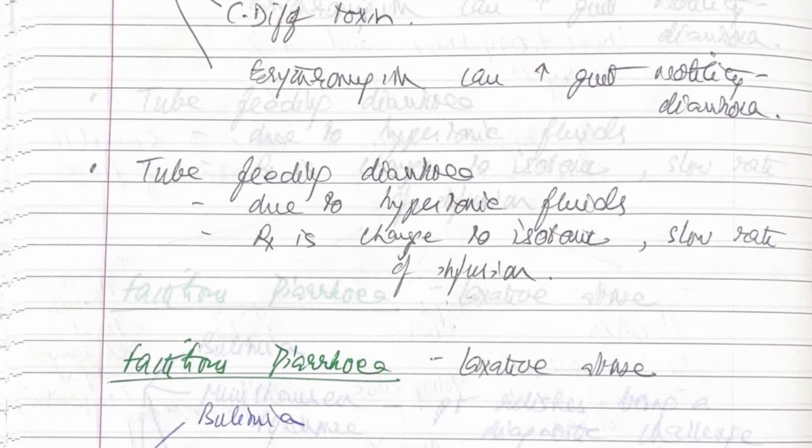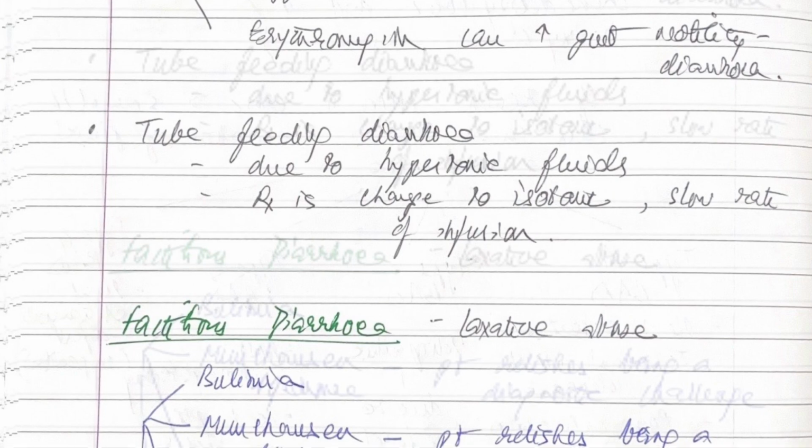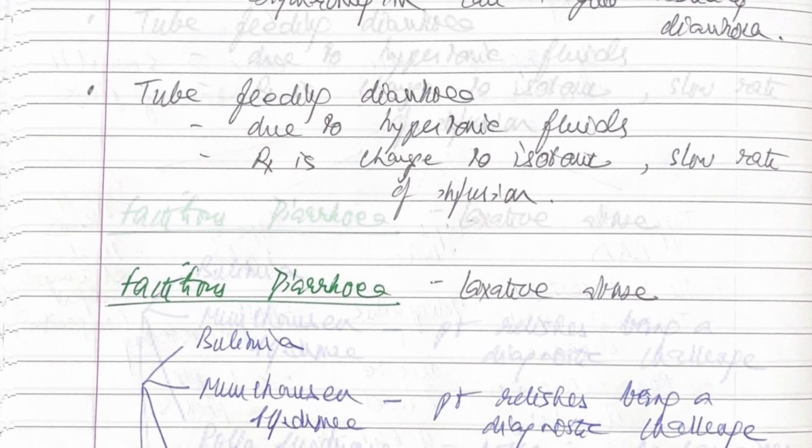Tube feeding diarrhea, that's through the NG or the NJ. This can happen because of the use of hypertonic fluids. The treatment is to change to isotonic fluids and give it at a slow rate.